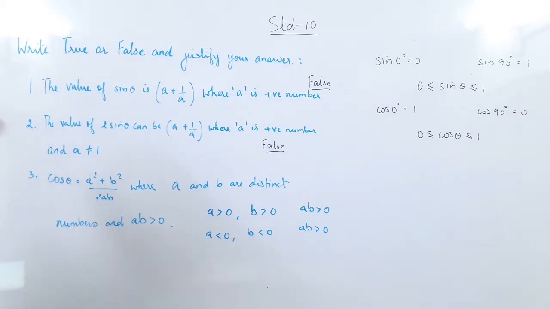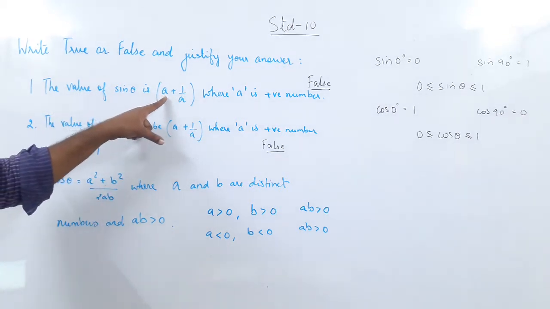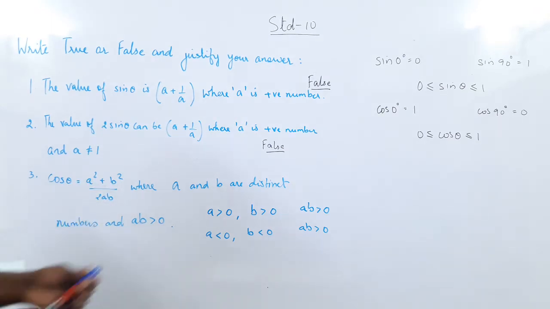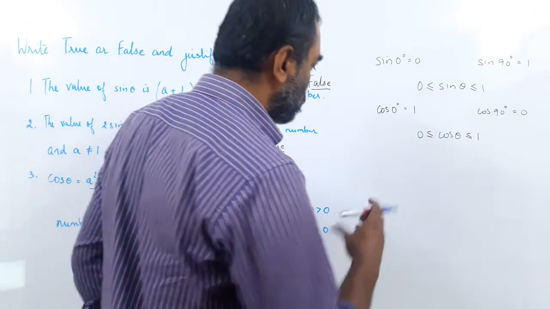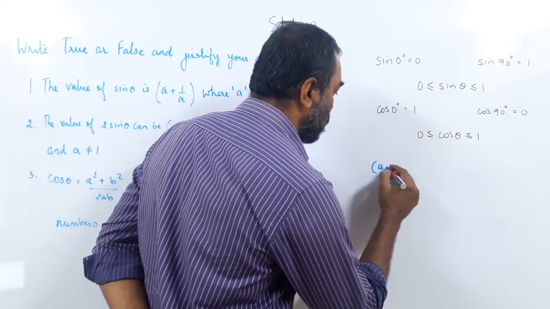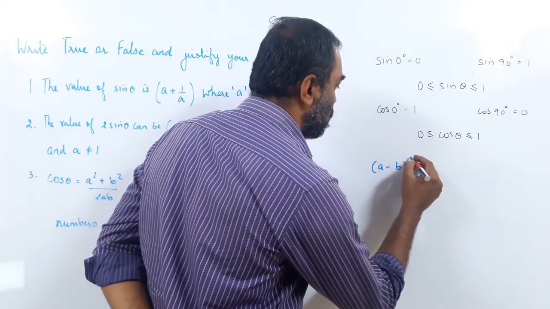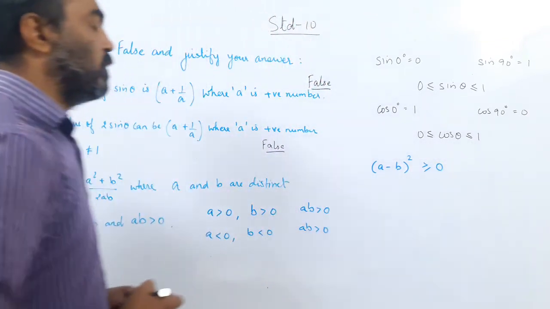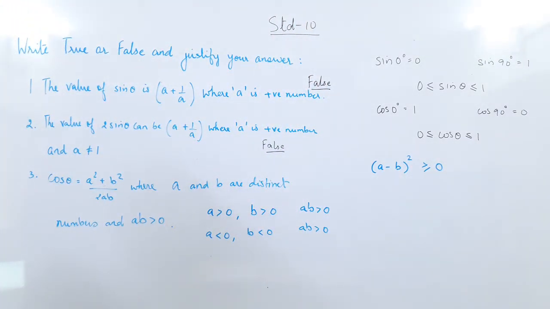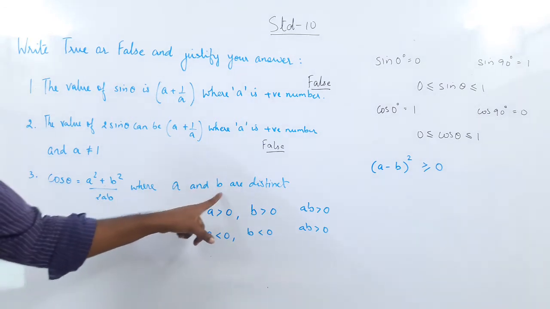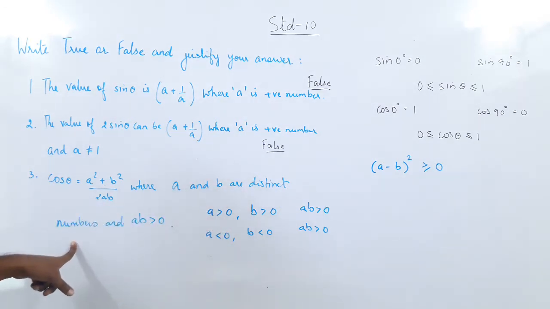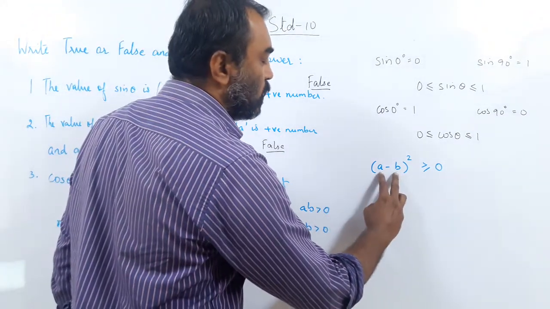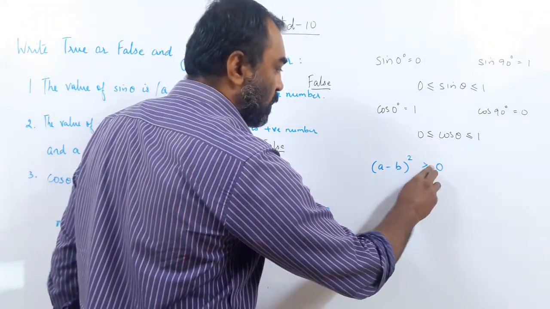So how will we check this? The same way we did here. We had a and 1 upon a, where I had taken the root. Here I have got a square and b square. So I will take, let (a minus b) square be greater than 0. Now understand this step. Why have I taken this? We have been given a and b are distinct numbers. Distinct numbers means the numbers are not the same. So the difference of these two numbers can never be 0.